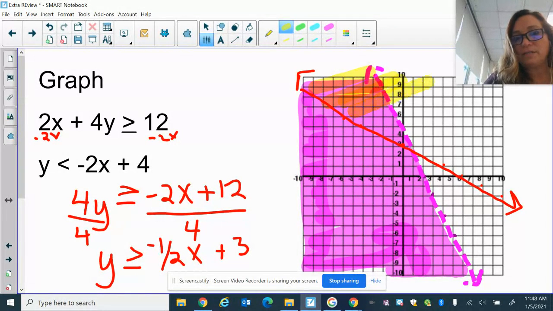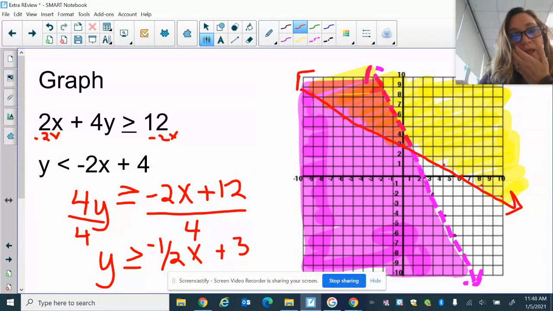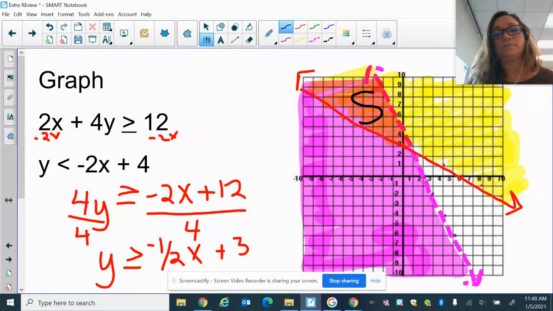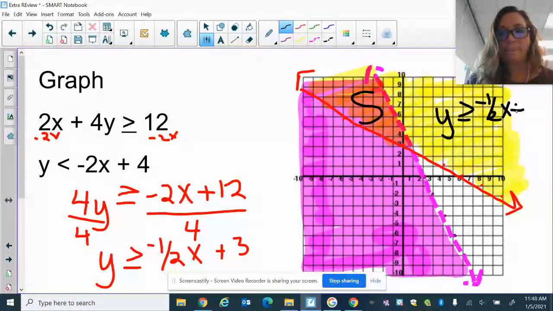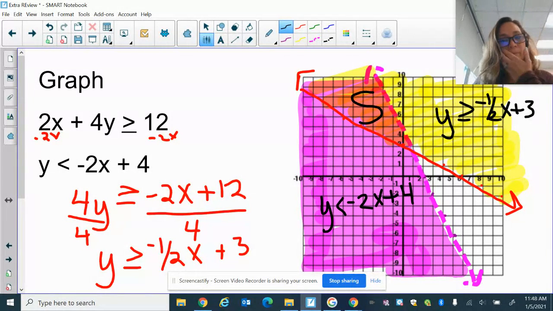Oh, okay, so you can see that where it's kind of turning like an orange color, that's the double shade. Okay, now as far as labeling goes, this double shade would get the solution set magic S. And then remember the yellow was this one. And the purple was the second one, which I did first, but that's the purple. There we go.